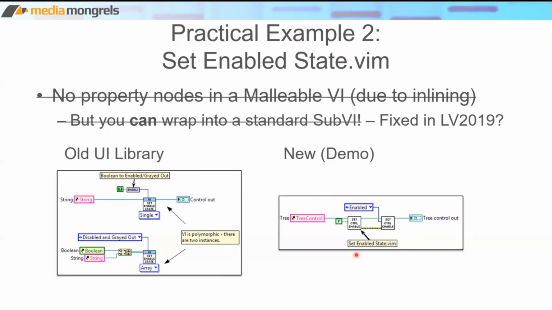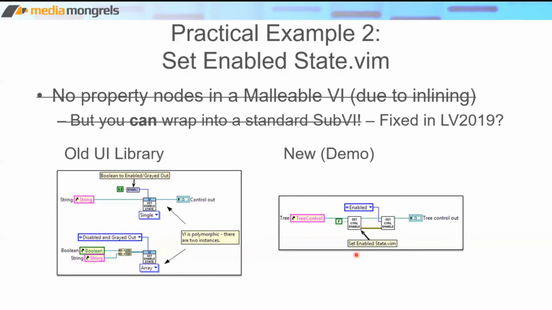So what I'll do is come back to the demos at the end. But basically, I've created a Set Control Enable VI that I can wire an array of controls or indicator references into. I can give it true or false.